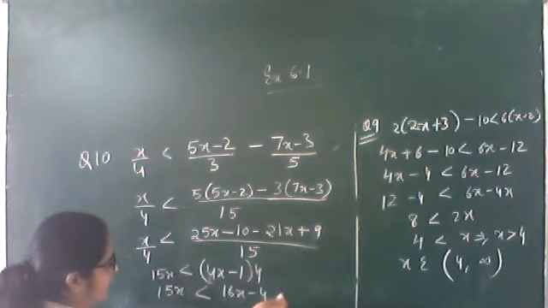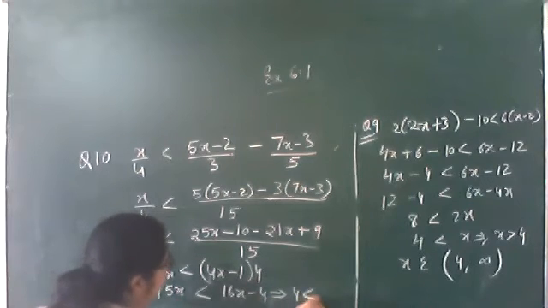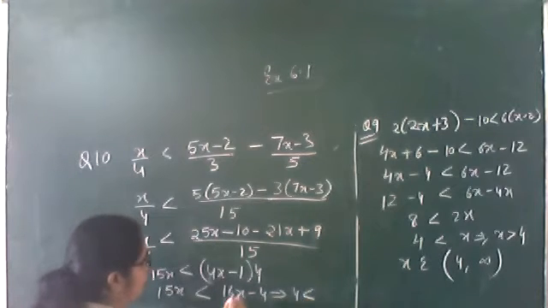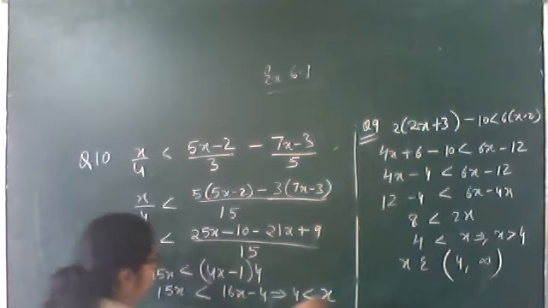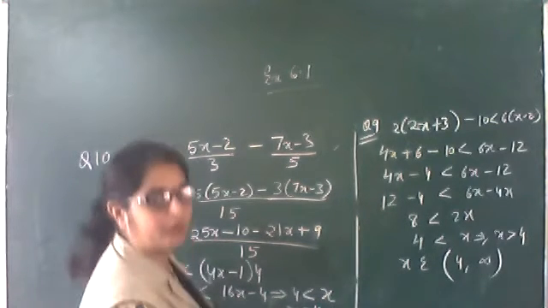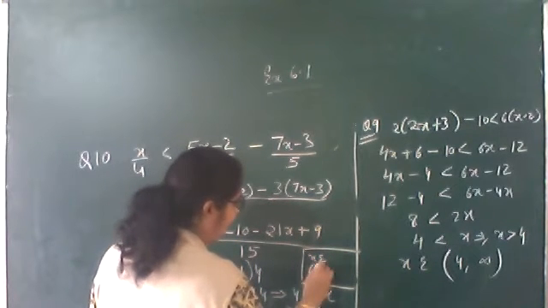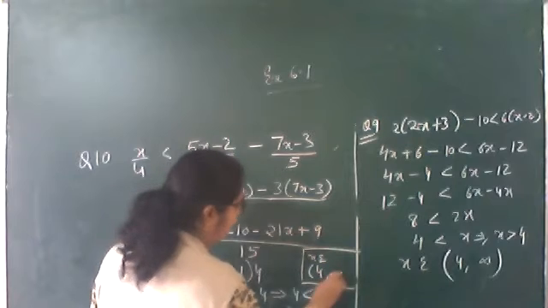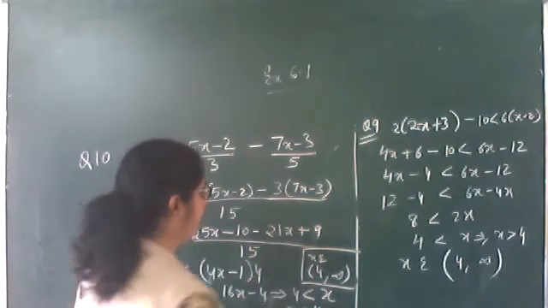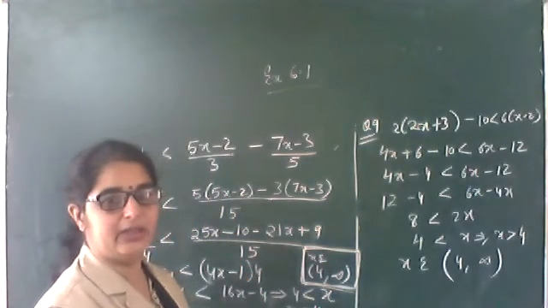Now you take 16x, 15x that side. This implies, and 4 this side, so you will have 4 here. Minus 4 will go that side, so it will become plus 4. 4 is less than what? 16x minus 15x is x. So x is what? Again greater than 4. X is greater than 4 means what can we say? We can write it here. The solution: x belongs to 4 to infinity, open bracket. This is your solution. Clear? X belongs to 4 to infinity is your solution.